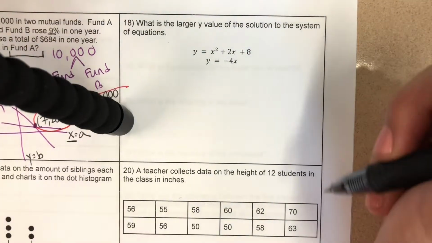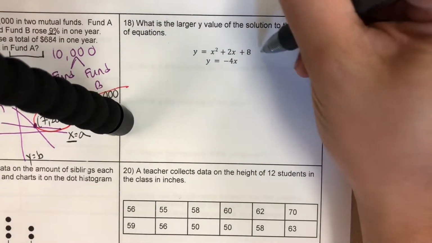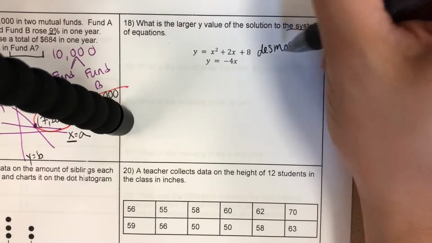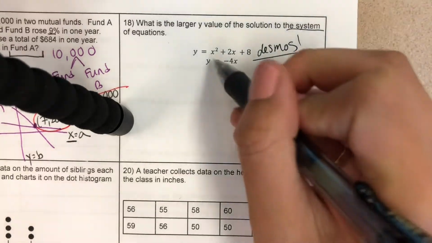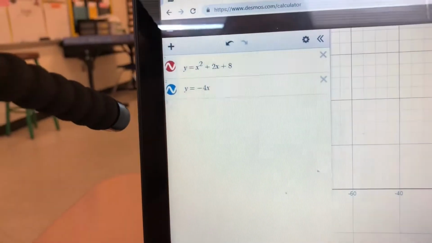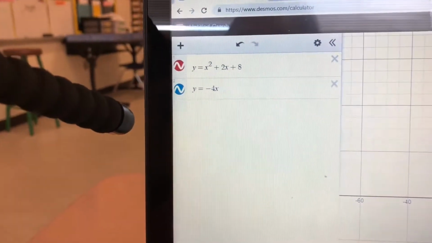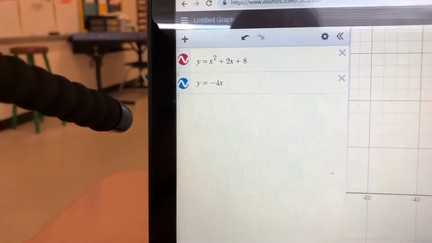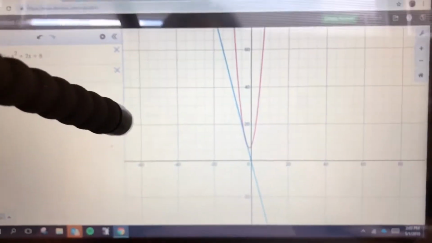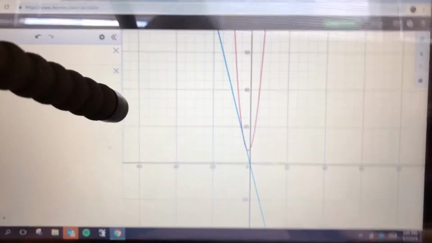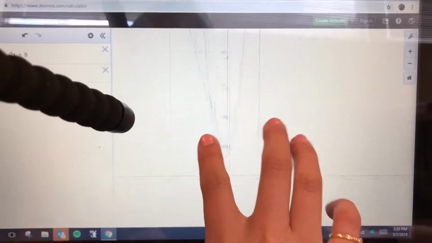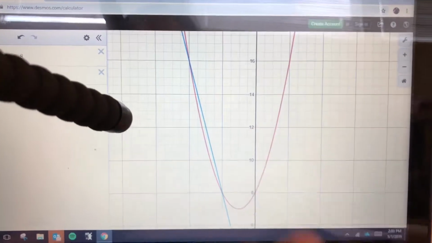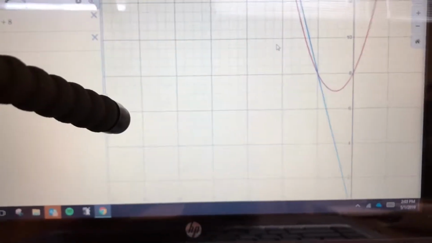All right, so this is calculator active and I have another systems of equations. So right here, Desmos is going to be your best bet. I put in both of these equations into Desmos already. The first one is y equals x squared plus 2x plus 8. The next one is y equals negative 4x. When I look at my graph, it looks like it's only intersecting one time, but you want to be careful and you want to zoom in. The more I zoom in, I can see that there are two intersection points.